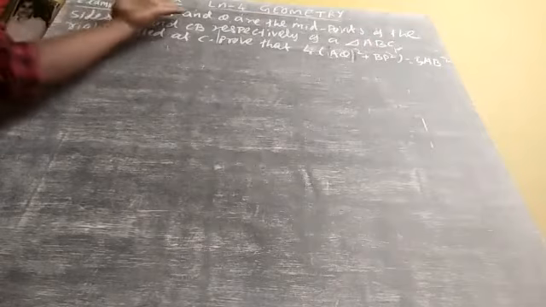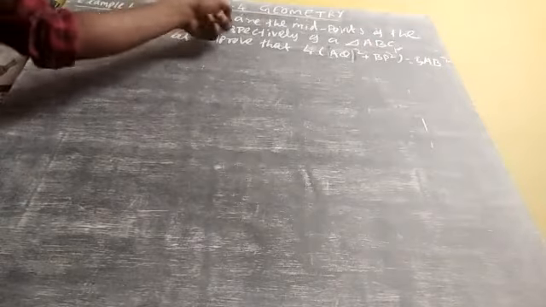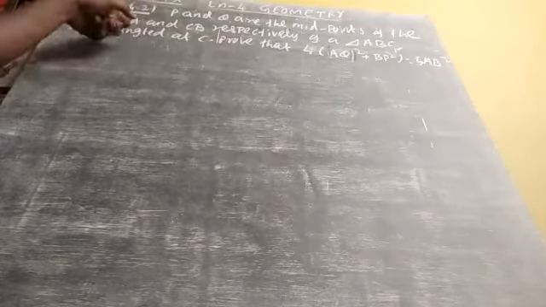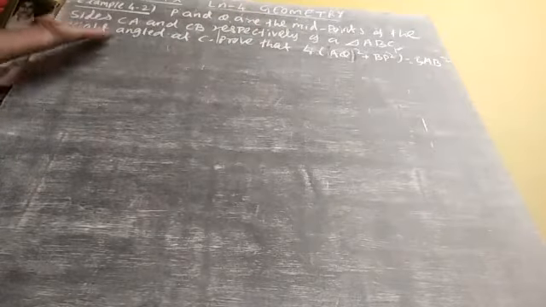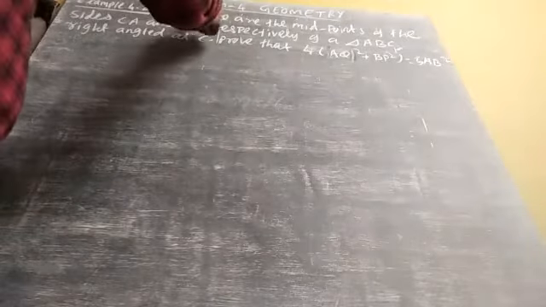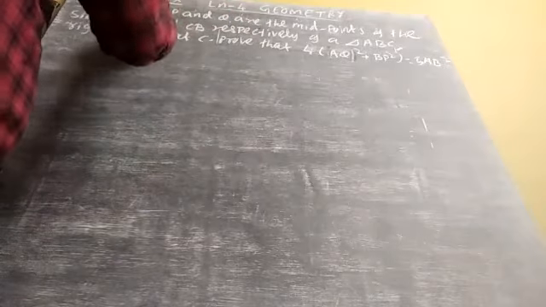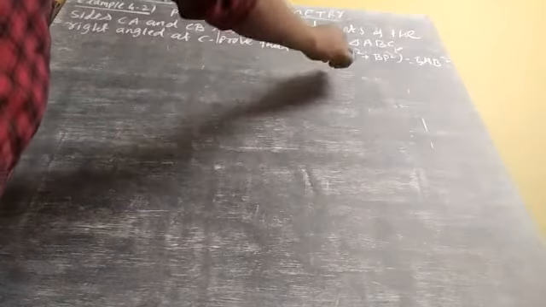Next example 4.21, very important 5 mark. Many times they asked this question last year. P and Q are the midpoints of the sides CA and CB respectively of triangle ABC, right angle at C. Prove that 4(AQ square plus BP square) equal to 5AC square.